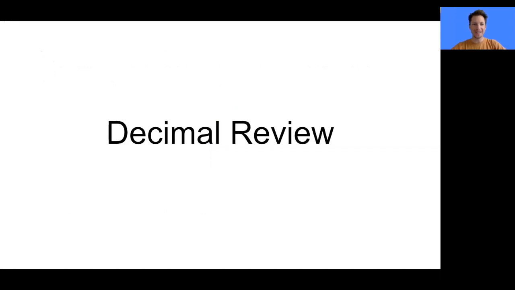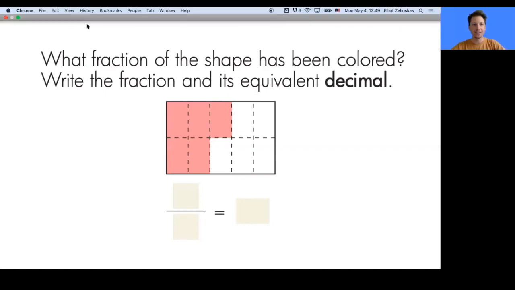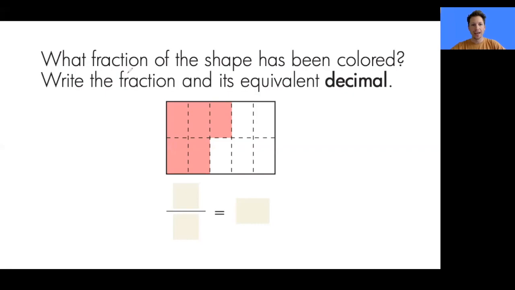Let's jump into this. Here is the first slide, and the question says, what fraction of the shape has been colored? Write the fraction and its equivalent decimal. All right, so the first thing I like to do is take a couple of notes. It's asking me what fraction of the shape has been colored, so I'm going to look right here, and I'm going to count 1, 2, 3, 4, 5. I know that 5 has been shaded.